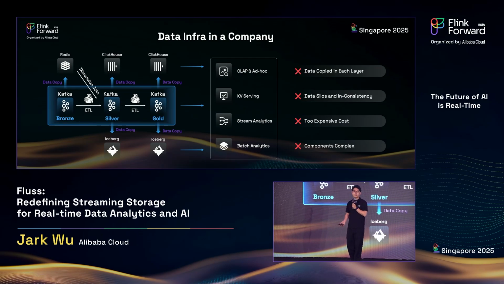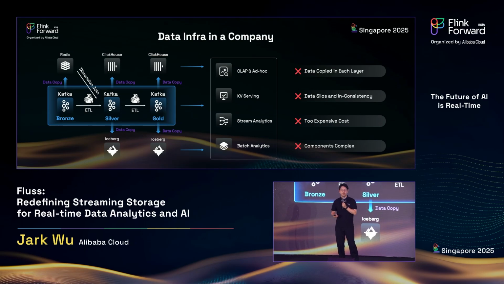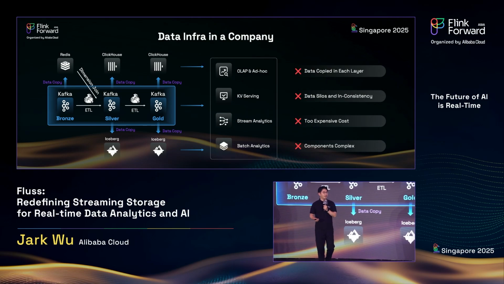So let's take a look at a typical data infrastructure in a company. Kafka has been the backbone of nearly every streaming data infra out there. If you want to deliver real-time insights, you need to process the streaming data and transform it with Apache Flink. The transformed data you may need to write back to Kafka topics across multiple layers, like the bronze layer, silver layer, and gold layer, which is also known as the Medallion architecture.